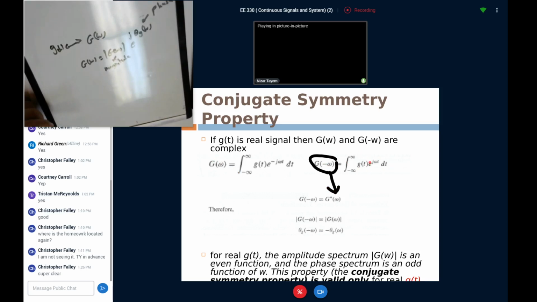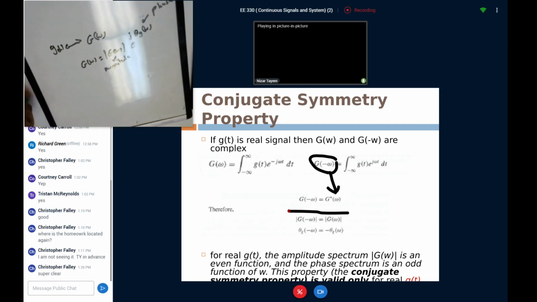We need to change out the sign here. Instead of becoming minus, it becomes plus. So G of minus omega is going to be G conjugate of omega. Therefore, G of minus omega is equal to G of omega. So then the magnitude of the function is what?